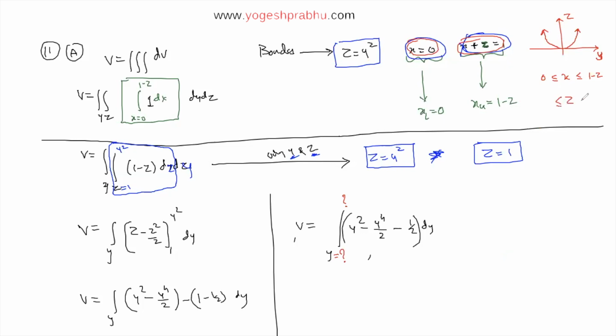So z will be between y square to 1. Z will be between y square to 1. How? Z will be between y square.